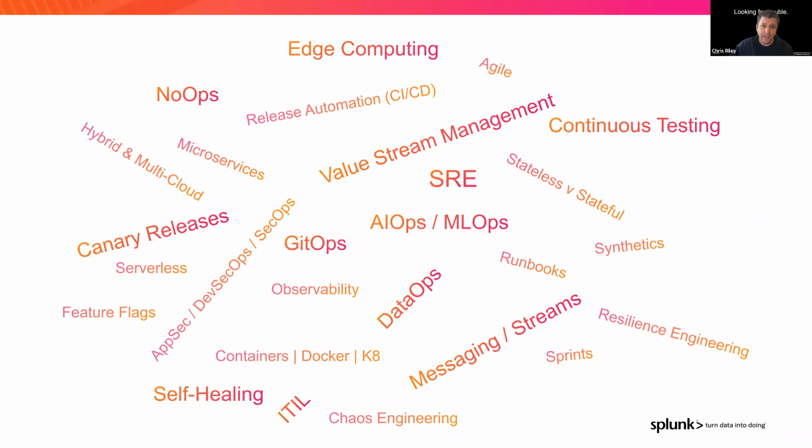The other one is resilience engineering. This is starting to become more and more popular, because a lot of times when we talk about DevOps, we only talk about it up to release, and we forget about the feedback loop. And resilience engineering and the new role of site reliability engineer really help complete that feedback loop.